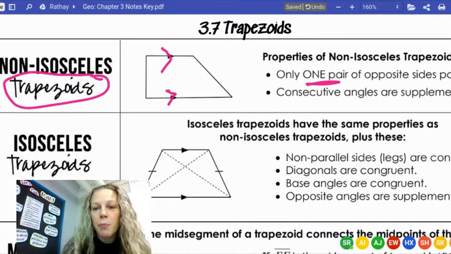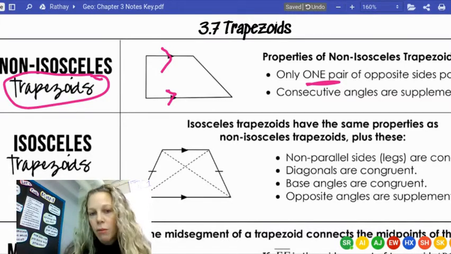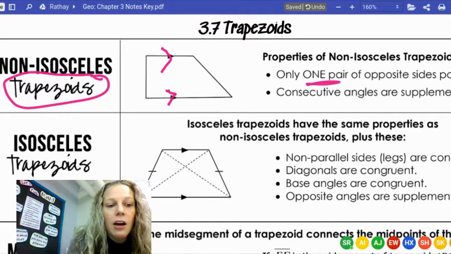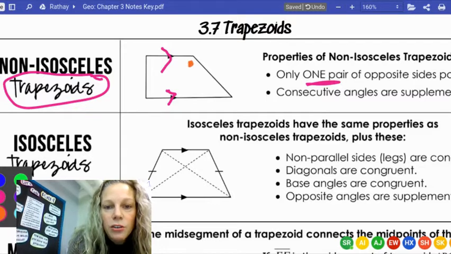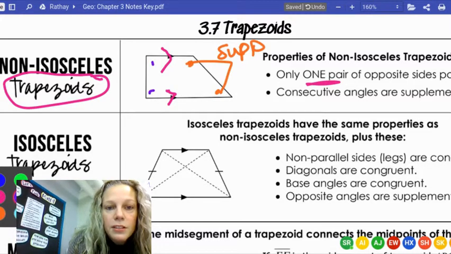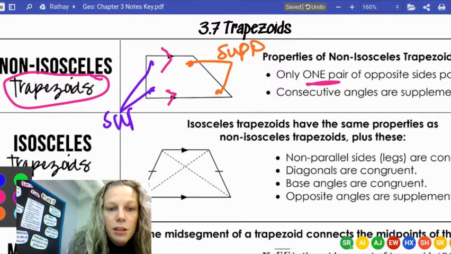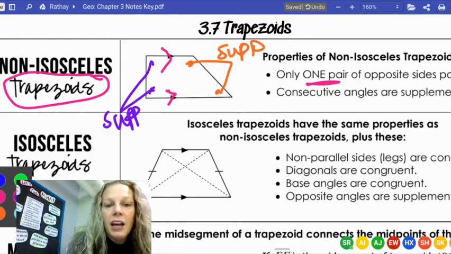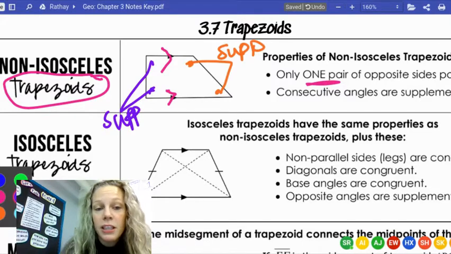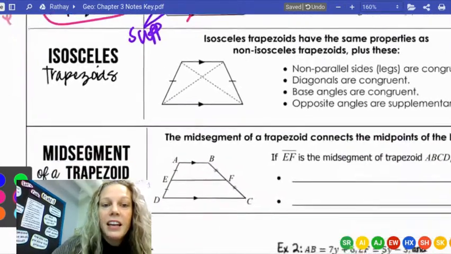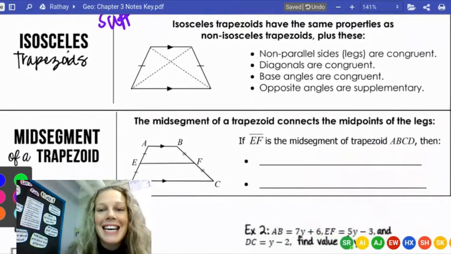Consecutive angles are supplementary. It isn't all the way around the shape, though. It's only the ones that are part of the parallel lines cut by a transversal. So this angle and this angle are gonna be supplementary. And then over on the other side of the trapezoid, these guys have to also be supplementary. But you cannot assume the other pairs are supplementary, and they probably aren't. That's a parallelogram thing. So we have two sets of supplementary angles, and that is due to parallel lines cut by a transversal.